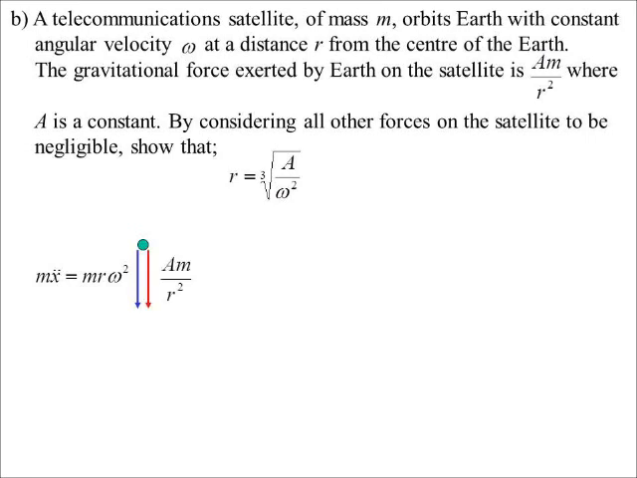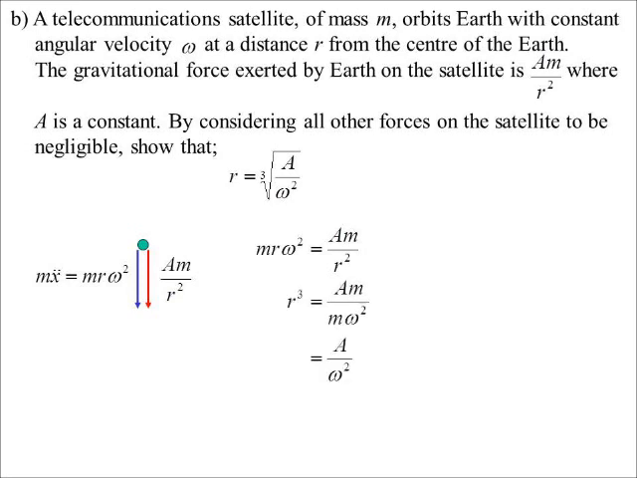But the only force would be the force due to gravity, which again would be going down towards the centre of the Earth. So A m on R squared. So the resultant force, which is m x double dot, but in circular motion, the resultant force is the centripetal force, as we call it. So m r omega squared. And that will be A m on R squared.